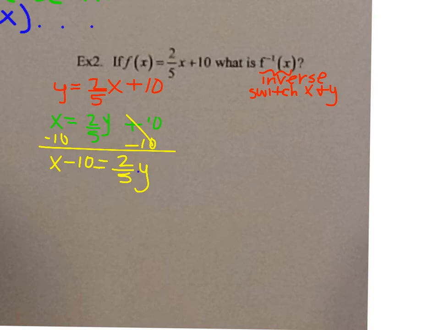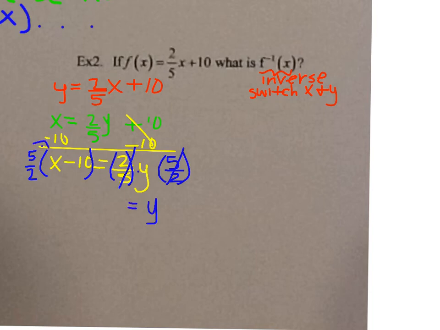So x minus 10 equals 2/5 y. Now we have to get rid of the 2/5. Remember, this is division, 2 divided by 5. The opposite of division is multiply. So we multiply by the reciprocal, which would be 5/2, on both sides. Notice I'm putting parentheses around the binomial. On the right side, 2/5 and 5/2 reduce to 1, so it's y equals. Make sure you distribute, so it'd be 5/2 x. And I have 5/2 times -10, it'd be -25.